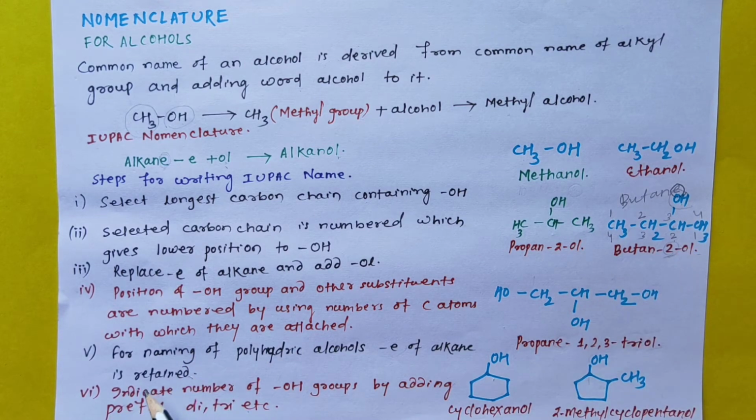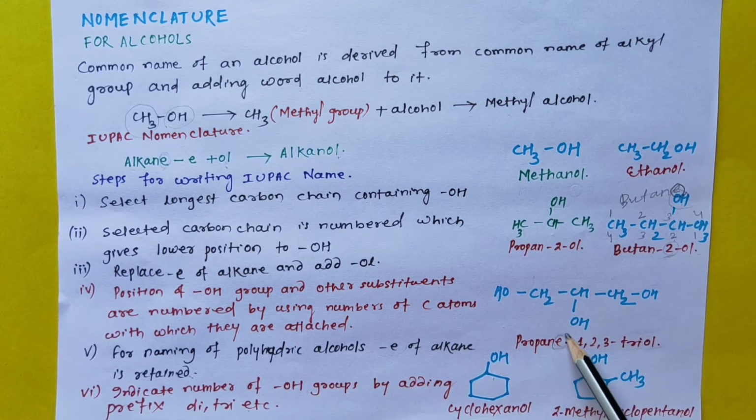Okay. So next is, for the naming of polyhydric alcohols, the E of the alkane is retained. So in this case you see, this is a polyhydric alcohol. Why? Because 1, 2, 3 OH groups are there. So this is a polyhydric alcohol. In this case, the parent alkane name is propane. So here it is not necessary to remove this E. We will not remove this E, rather it will be there. Okay, this rule states like this.